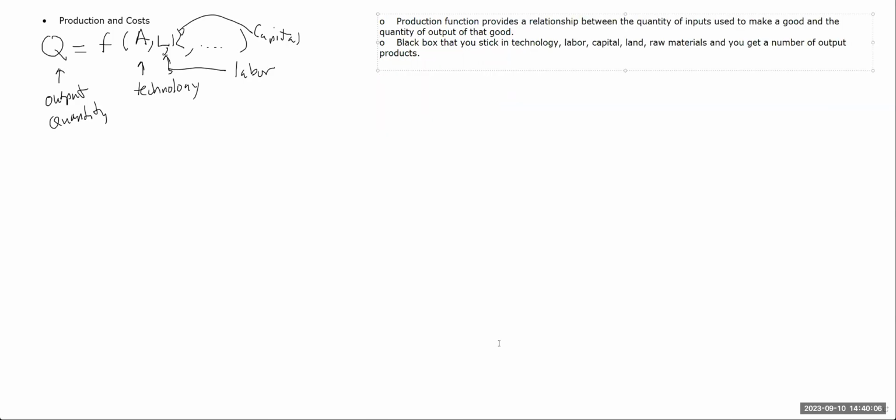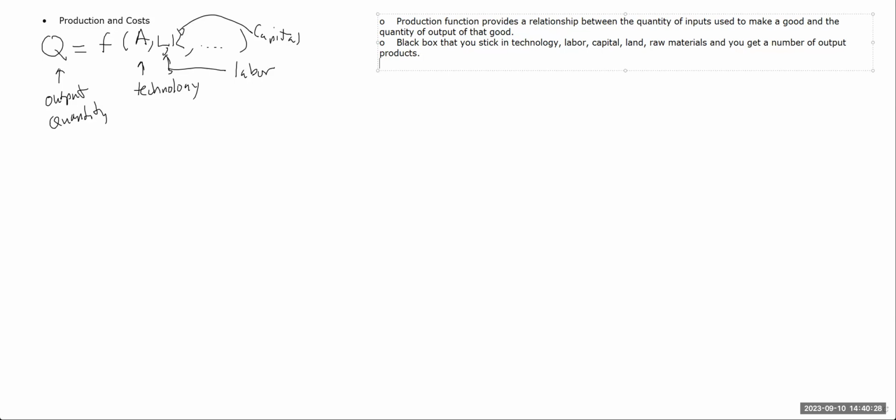Production function provides a relationship between the quantity of inputs used to make a good and the quantity of outputs of that good. Again, that black box. A black box you stick in like technology, labor, capital, land, raw materials, etc., and out comes some output. All right, so let's go here.